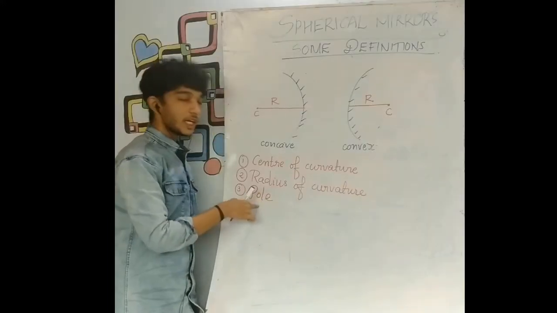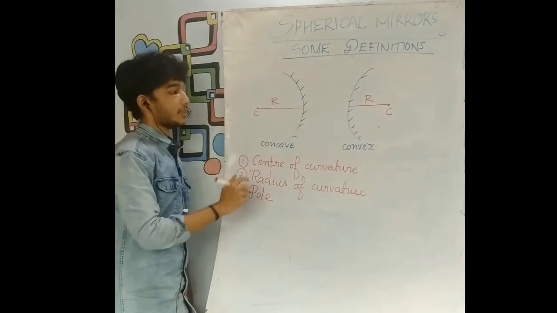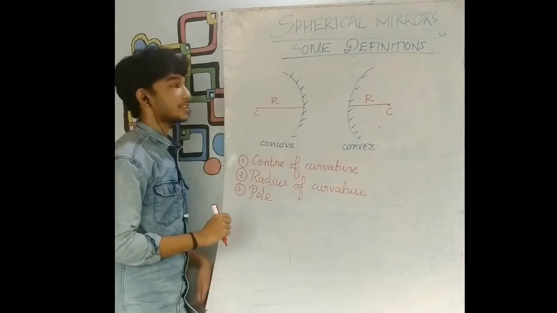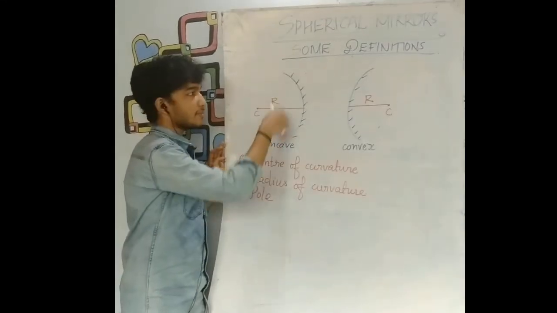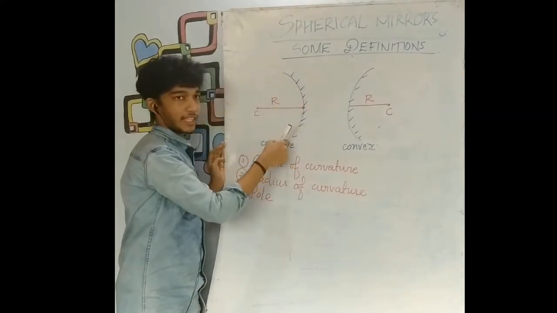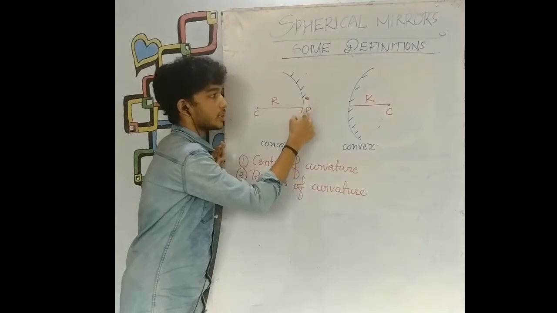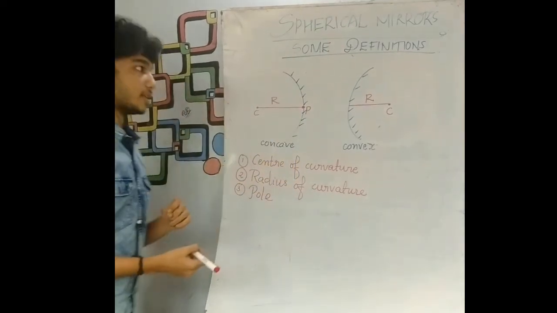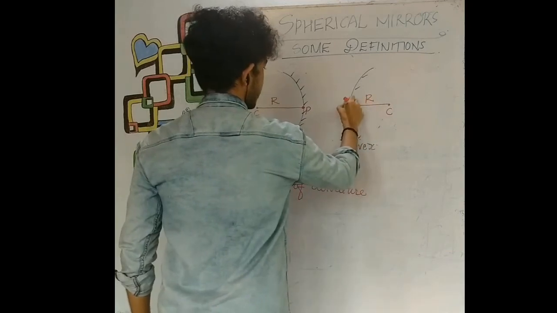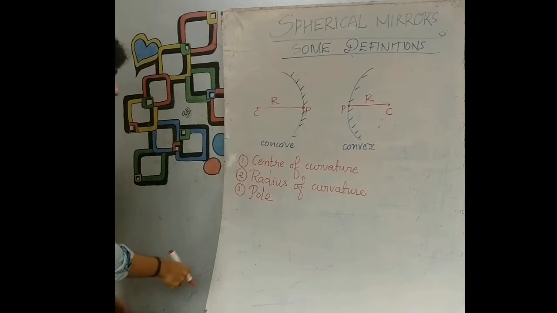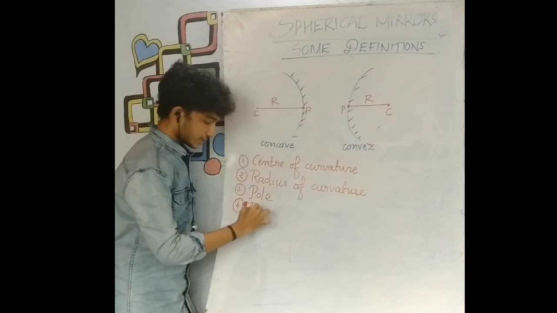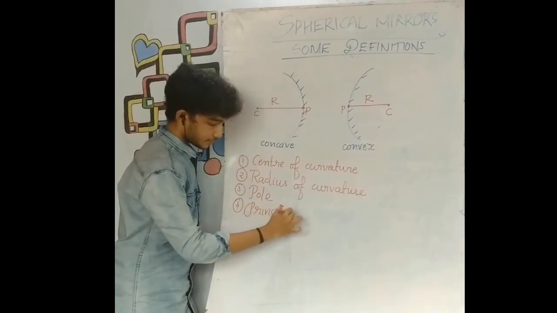Pole. What do you mean by the pole of a spherical mirror? The pole of a spherical mirror is the midpoint of its reflecting surface. Here in the case of the concave mirror, this is the reflecting surface. This is approximately the midpoint of the reflecting surface and is known as the pole, denoted by P, of the concave mirror. Similarly, for the convex mirror, this is the reflecting surface and the midpoint of the reflecting surface is known as the pole of the convex mirror. Next, let me introduce the next term, that is principal axis.